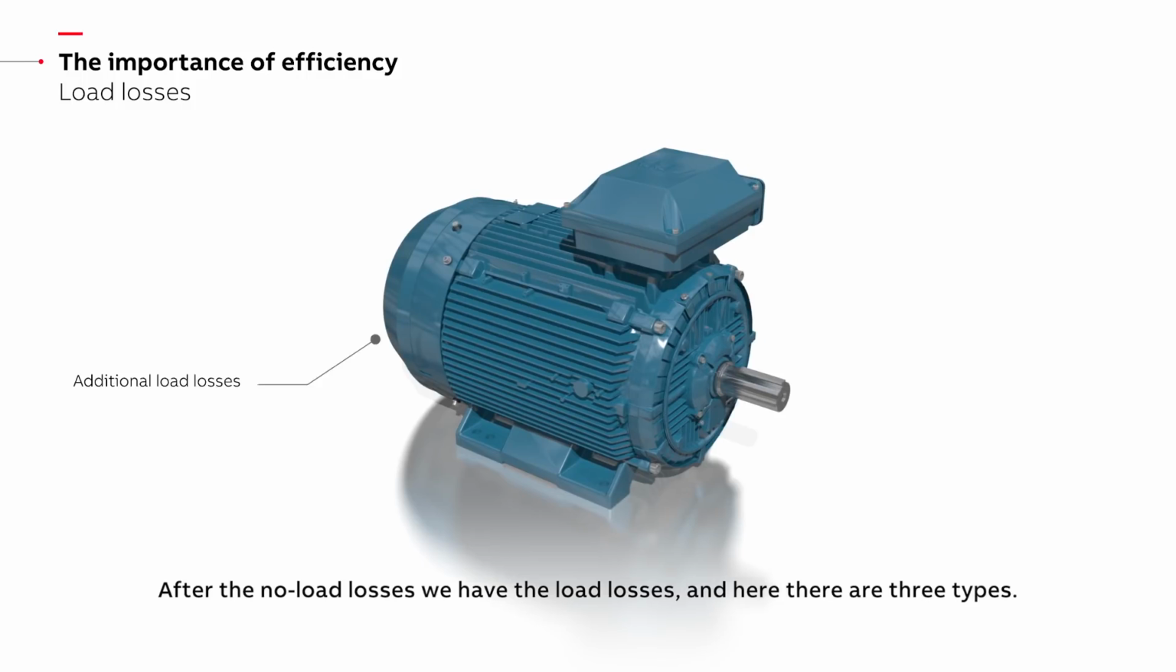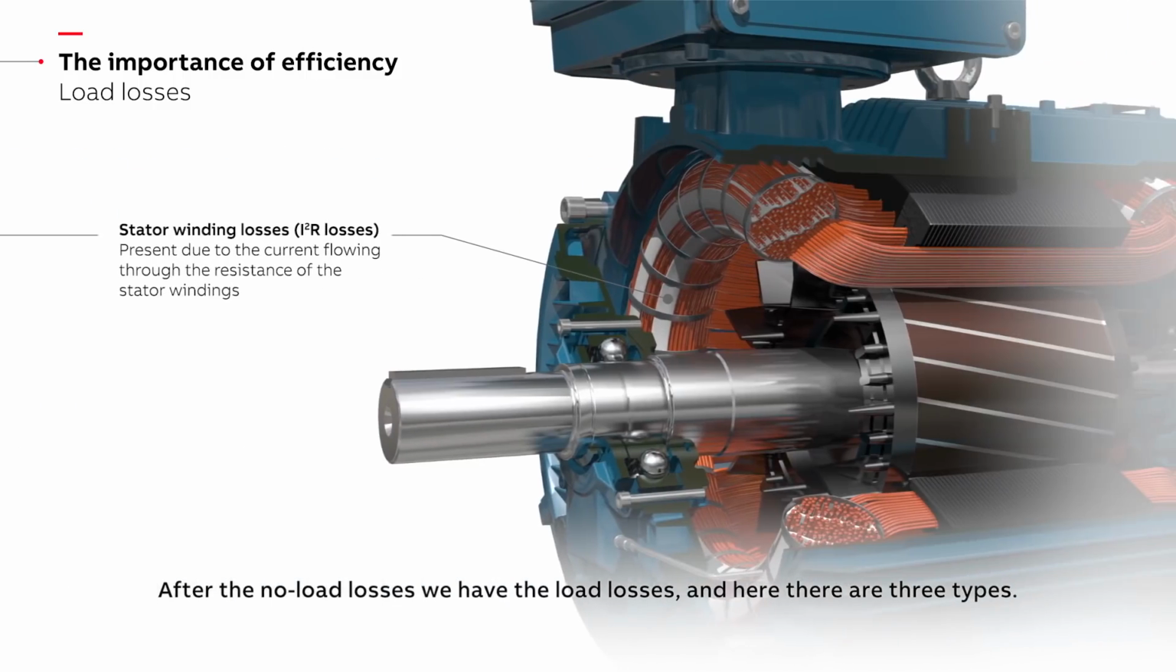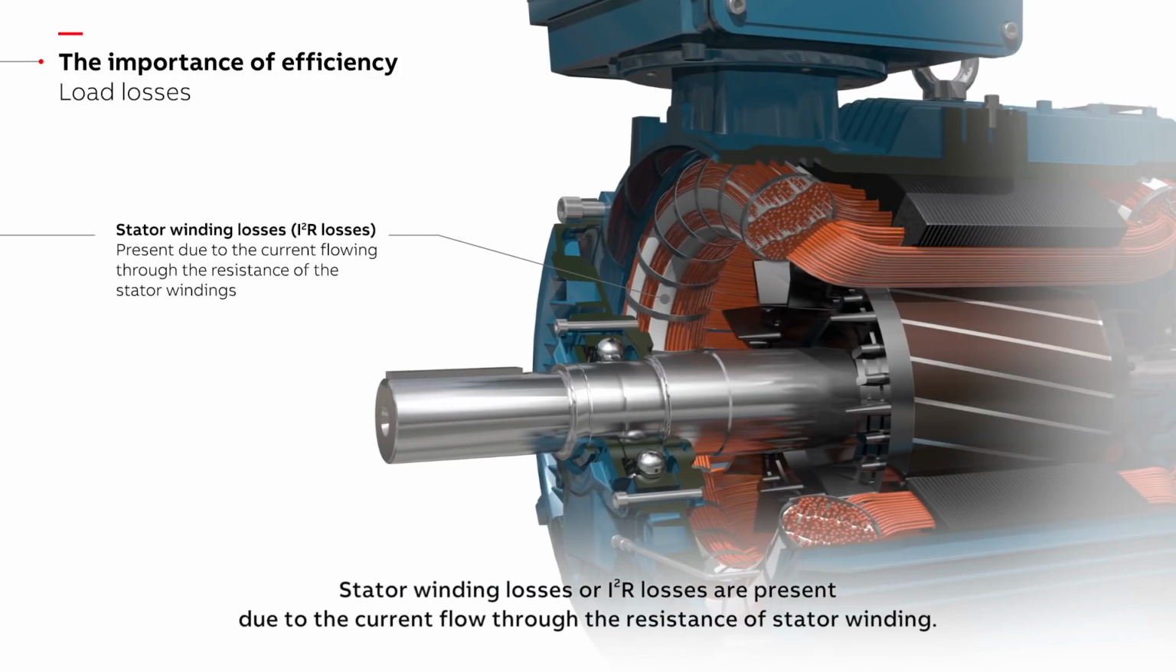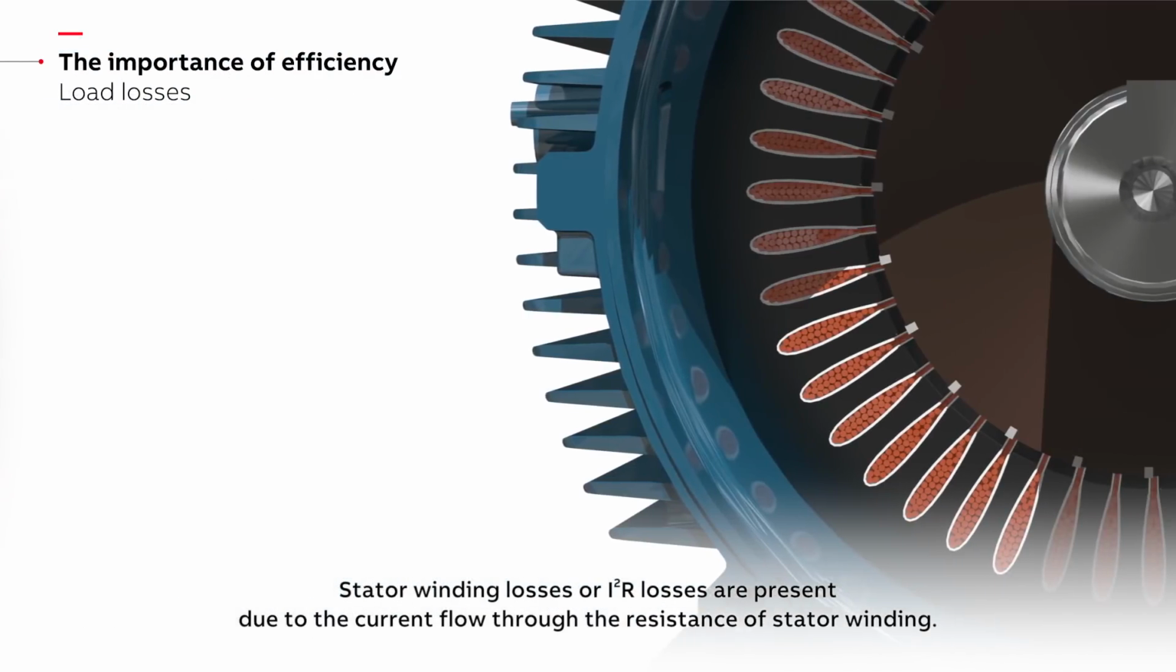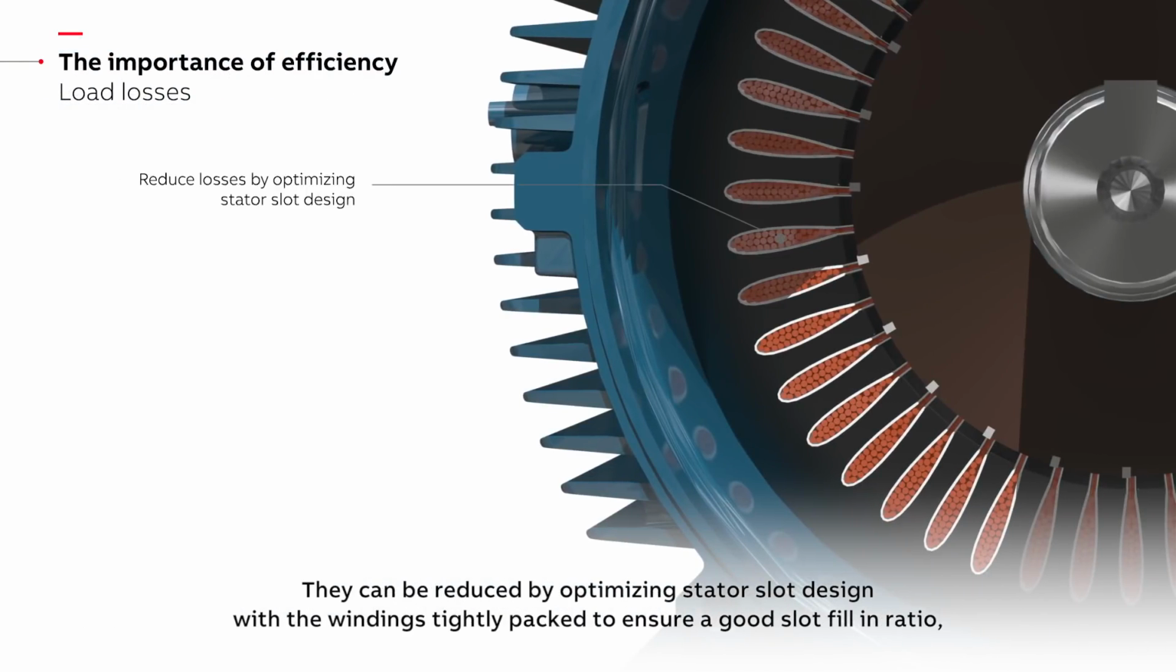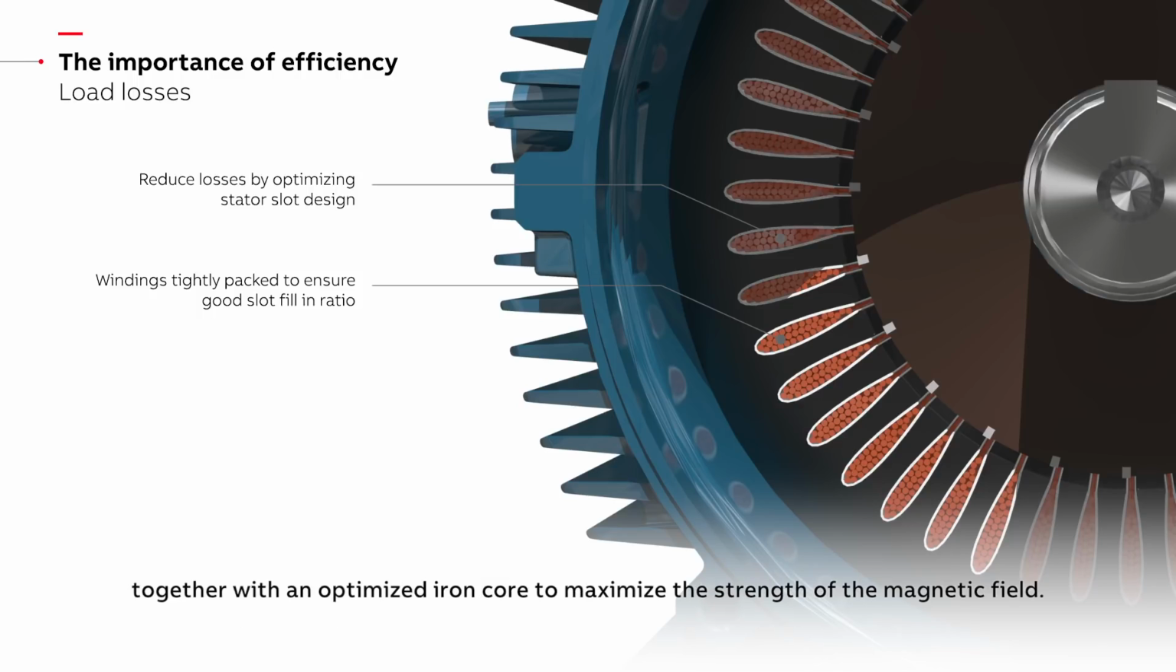After the no-load losses, we have the load losses, and here there are 3 types. Stator winding losses, or I²R losses, are present due to the current flow through the resistance of stator winding. They can be reduced by optimizing stator slot design with the windings tightly packed to ensure a good slot fill-in ratio, together with an optimized iron core to maximize the strength of the magnetic field.